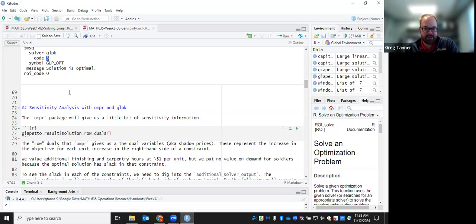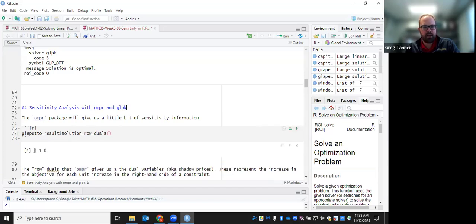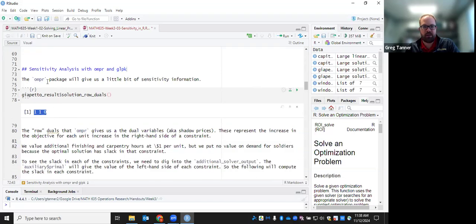Now let's go ahead and get into sensitivity analysis. In ompr with the glpk library, which is the one that it's most naturally set up to work with, you can get a little bit of sensitivity information. So if we take our results and use the solution underscore row duals function after a $ there, it will give us our duals. Okay, these row duals are what we've been calling just the dual variables so far.